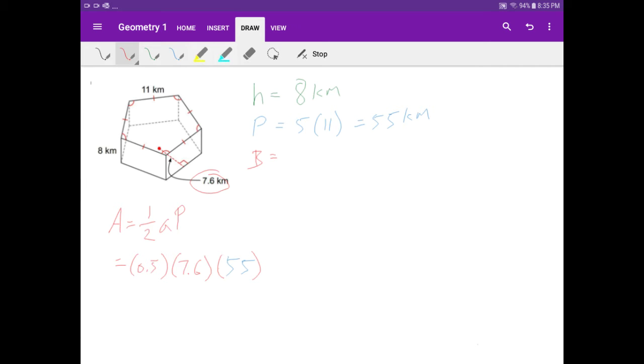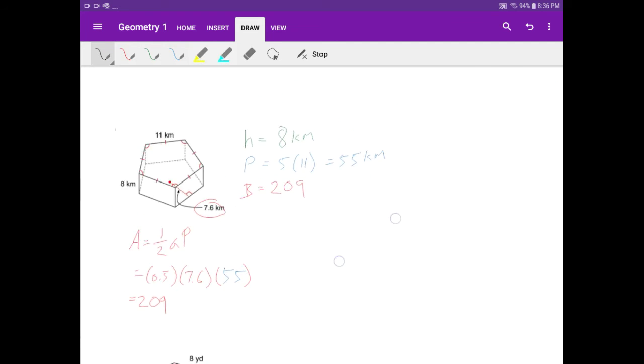So plug this in my calculator. 1/2 times 7.6 times 55. So that's 209. So area equals 209. So that's 209 there. Alright, that's the hard work.